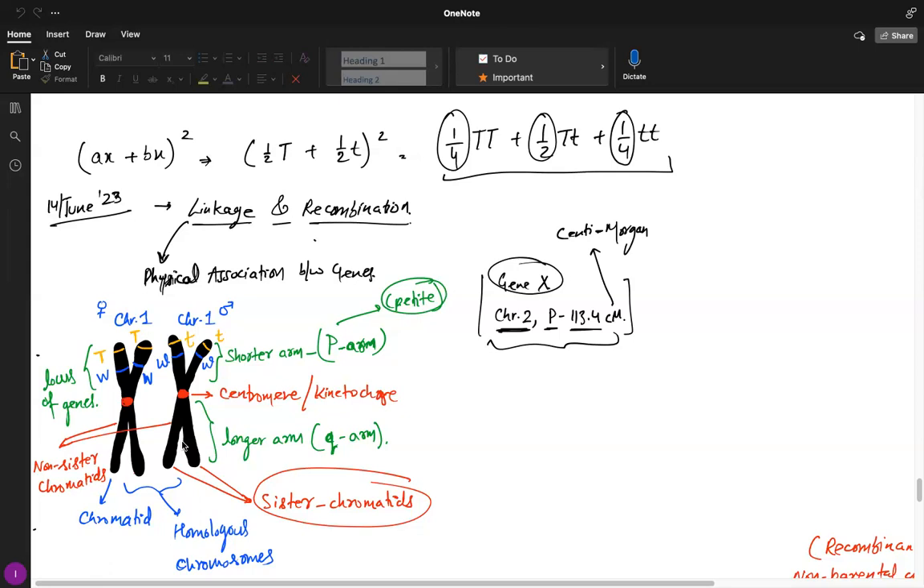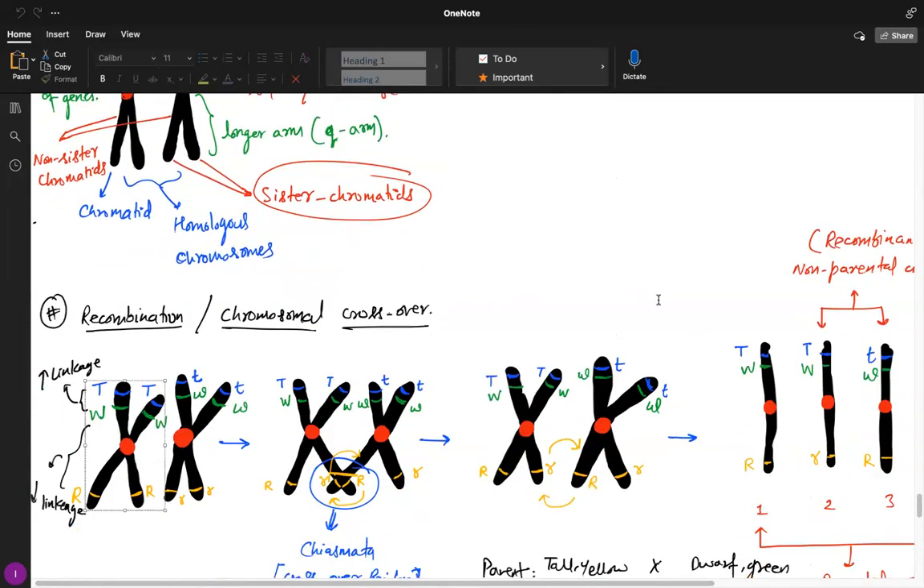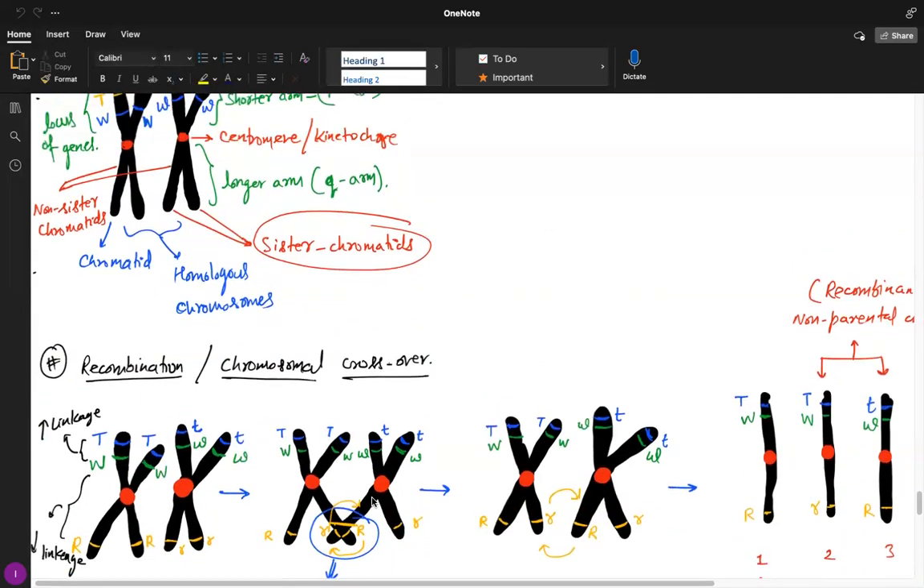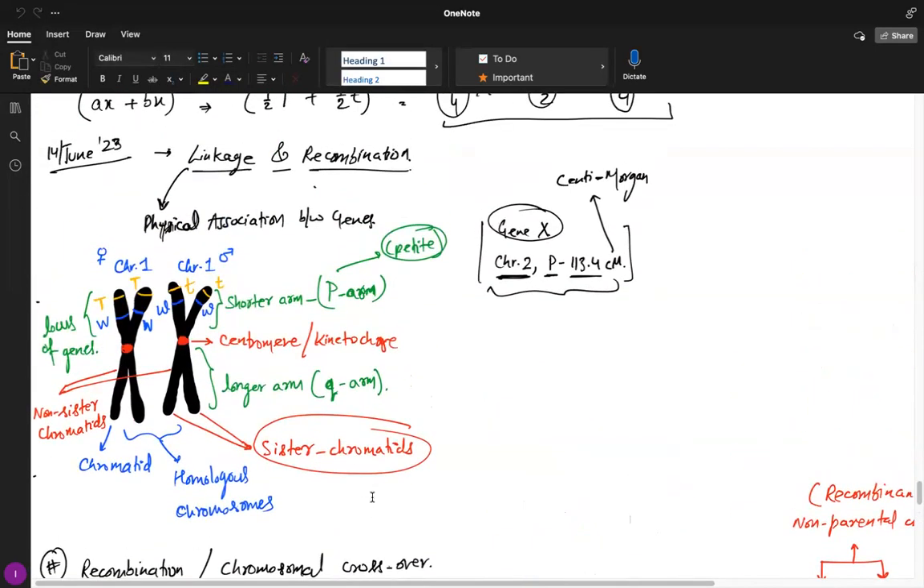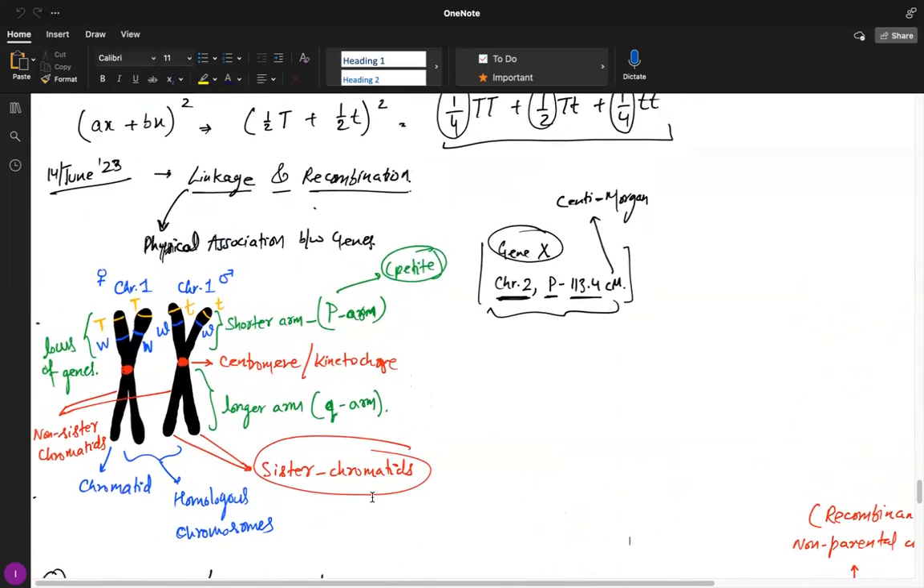What did we talk about in the last class? What is a homologous chromosome? What is a non-homologous chromosome? What is recombination, crossing over? So you see a lot of figures here. So just basically go over these. Yeah. So we learned about linkage, where it is the physical association between two or more genes.